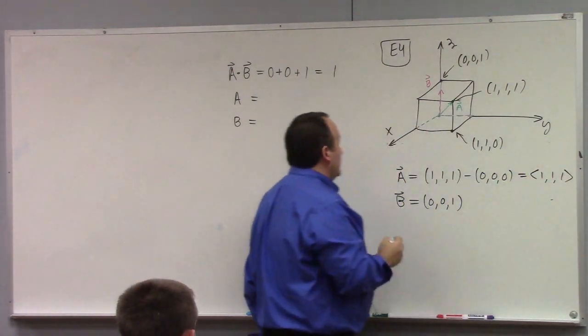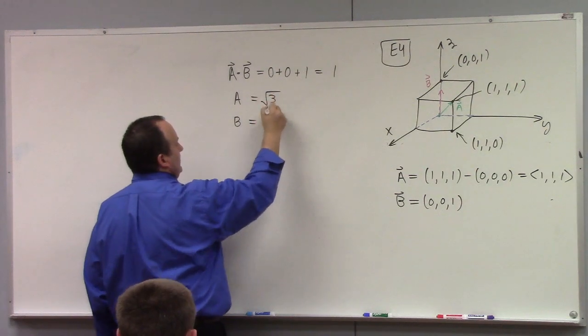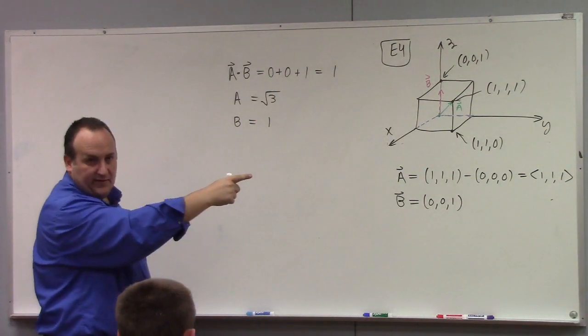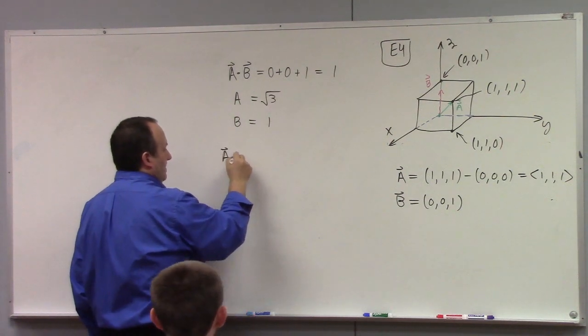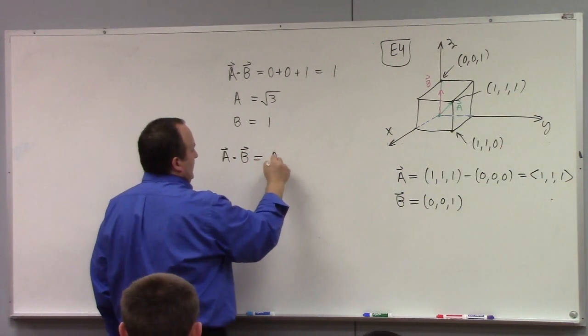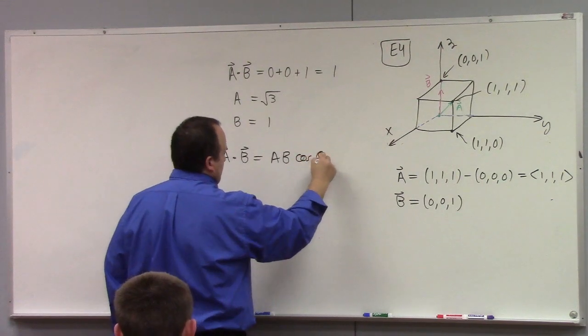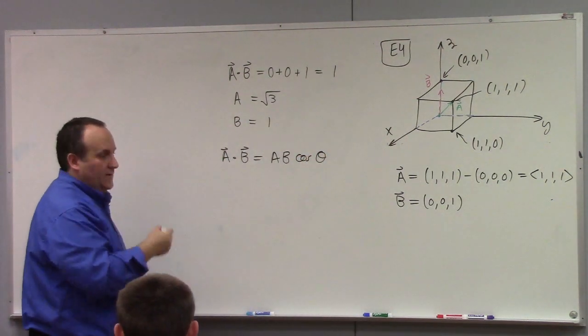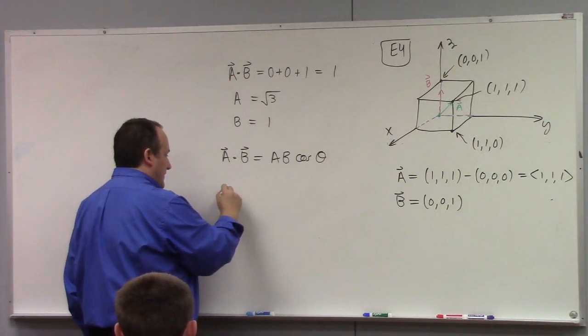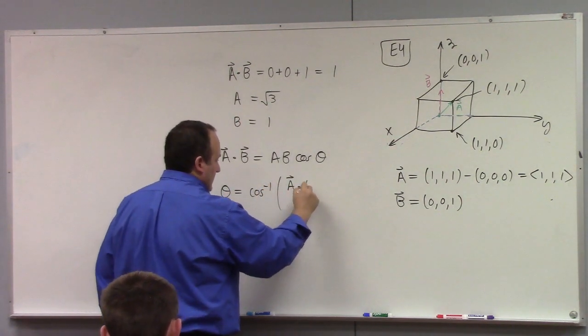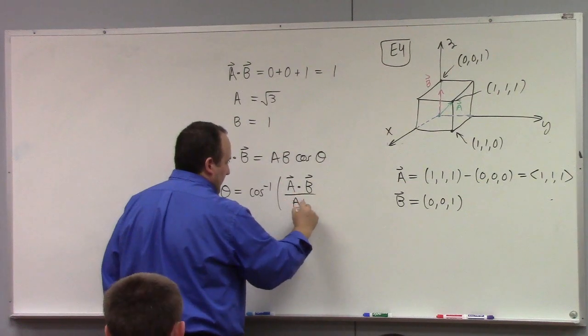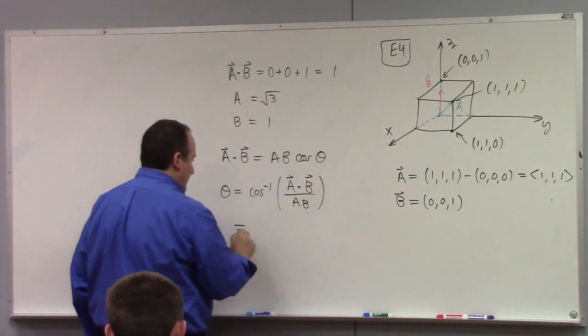Square root of 3. Square root of 3 and 1, right? So the theorem we just found, law of cosines, says what? It says A dot B is equal to AB cosine of the angle between them, right? Or we could solve this more elegantly for theta is equal to the inverse cosine of A dot B over AB. This is a formula worth knowing, right?